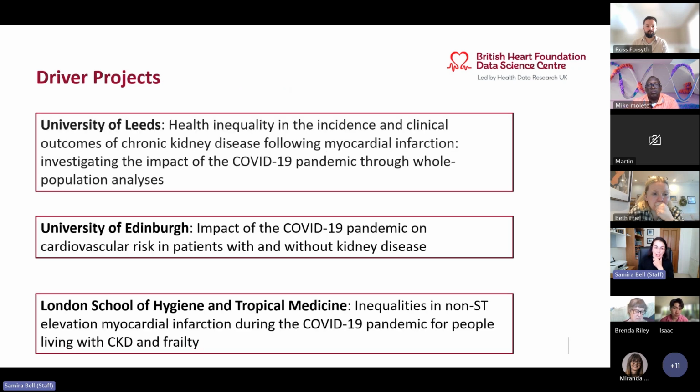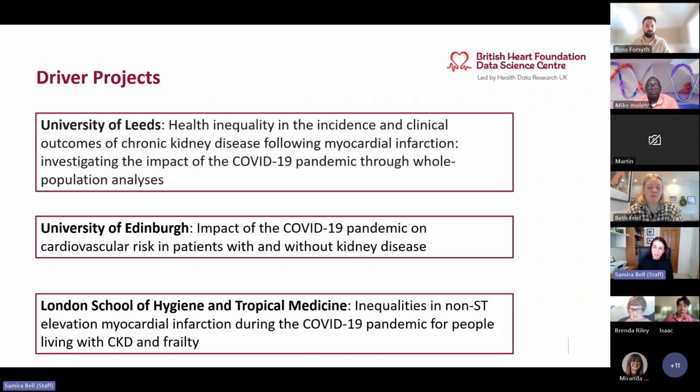We've also, thanks to Kidney Research UK, had funding for driver projects. So these are projects that will use the data on the BHF Data Science Centre, and we had a competitive process for this. There were 9 applications and 3 were funded. As you can see, they're from all across the UK, so Leeds, Edinburgh, London School of Hygiene and Tropical Medicine, and these are all looking at different aspects of kidney disease and cardiovascular disease.